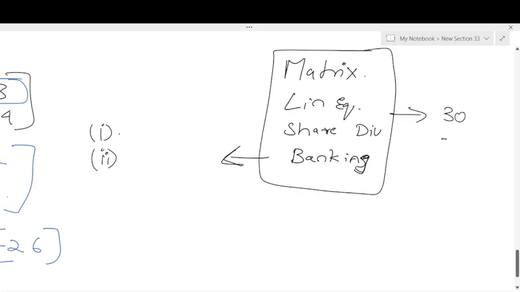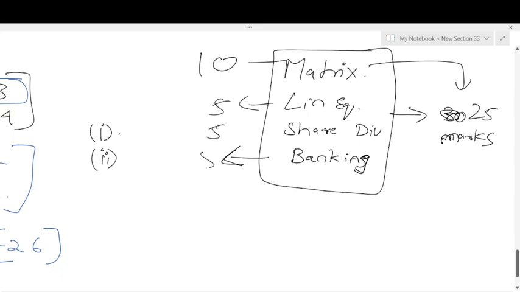30 marks or 25 marks. I'll conduct for 25. In that, matrix, I'll give for 10 marks. 10, 5, 5, and 5. Okay. From the remaining, 5, 5, and 5, and from matrix 10. Just make a note of these chapters. I'll send the paper at 6 o'clock, 6 or 7.